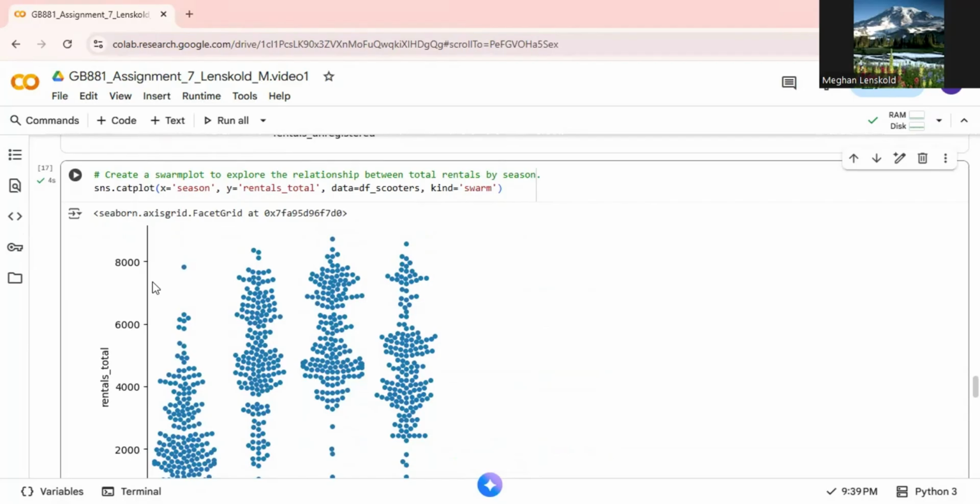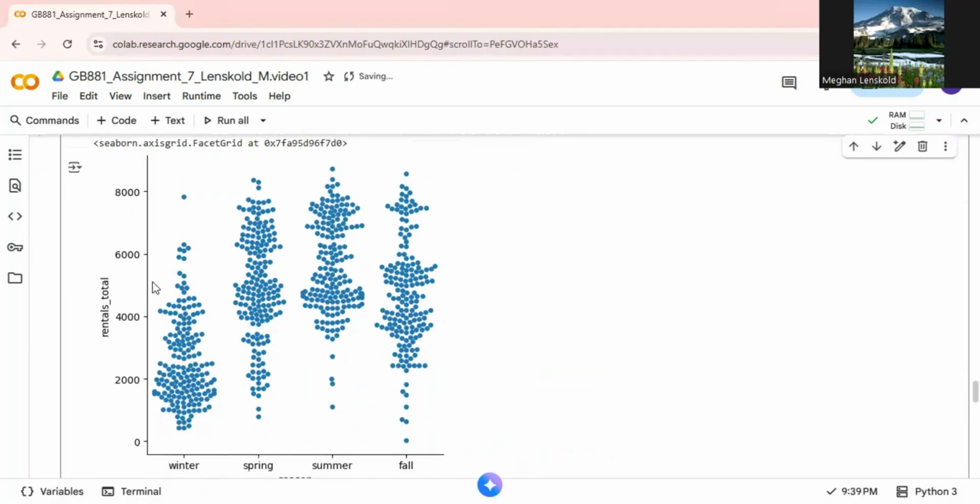Now I'm going to use a swarm plot here to show the relationship between total rentals and season. Each dot here represents a day, and plotting them this way, you can easily see how the number of rentals tend to vary across the different seasons.